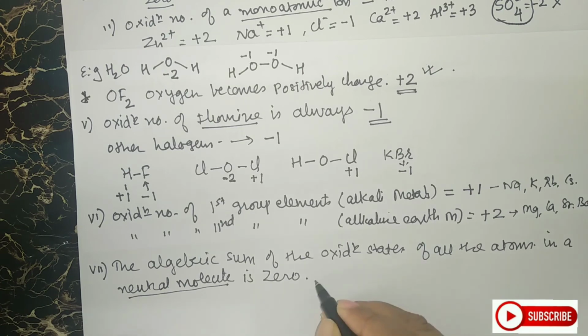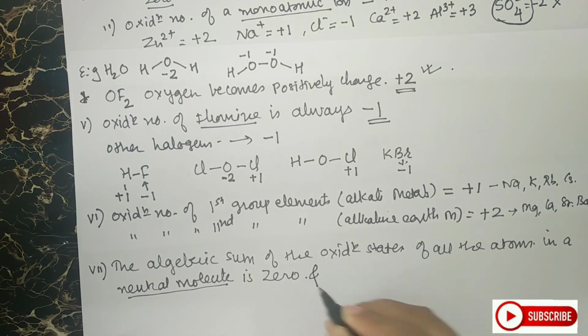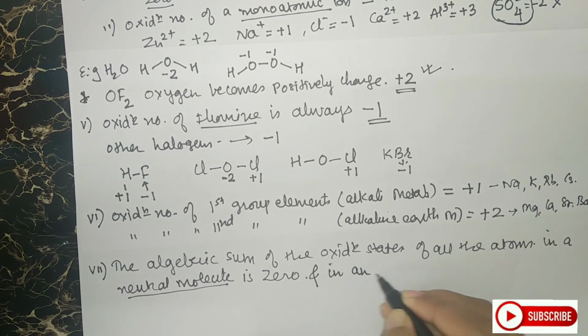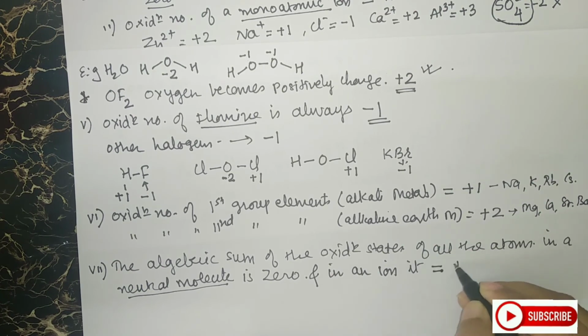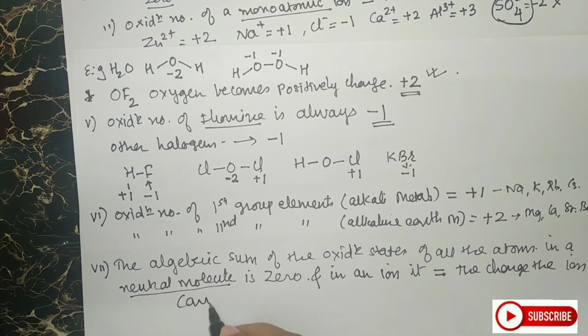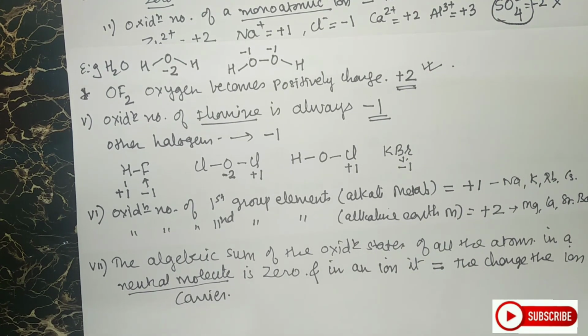So the second rule, and I will combine the next rule also. In an ion, it is equal to the charge the ion carries. Now how the rules are used, and what particular things you should take into consideration while calculating the oxidation number, you will see in the next video.